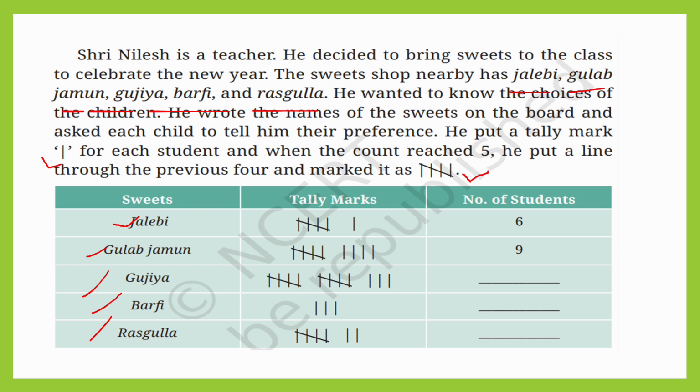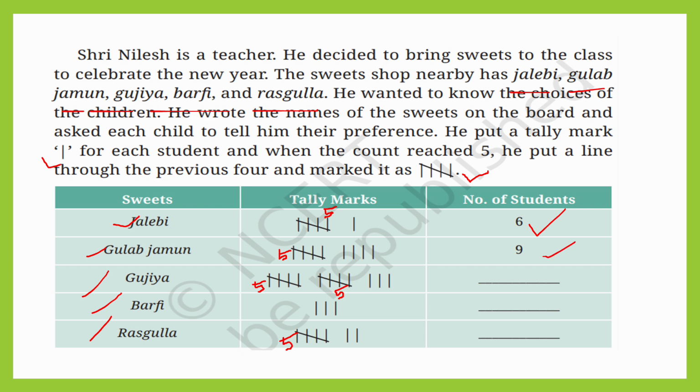So, he put a tally mark, that is a standing line, for each student. And when the count reached 5, 1, 2, 3, 4, 5, he put a line through the previous 4 like this. Okay. So, how many students like jalebi? See, this is 5 plus 1, 6 students. Then how many students preferred gulab jamun? 5 plus 4, 9.